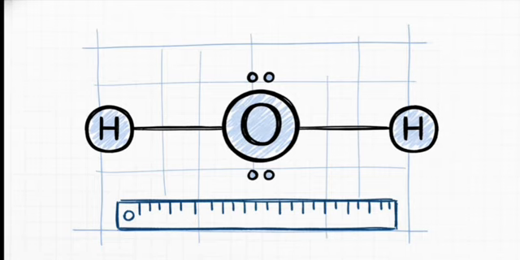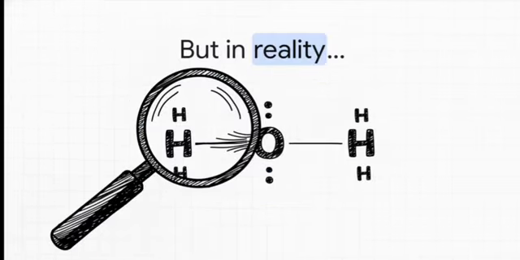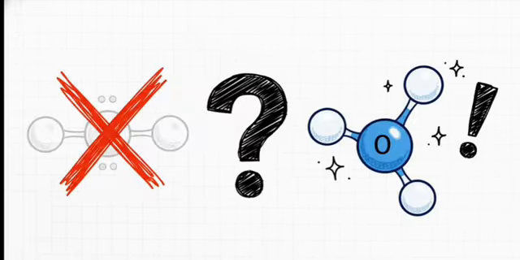A nice, neat, straight line. H-O-H. Based on this 2D model, you'd be totally justified in thinking a water molecule is flat and linear. But in the real world, if you could actually zoom in and see a water molecule, you'd see this. It's bent. It's not a straight line at all. And that little bend is the reason for almost everything special about water.